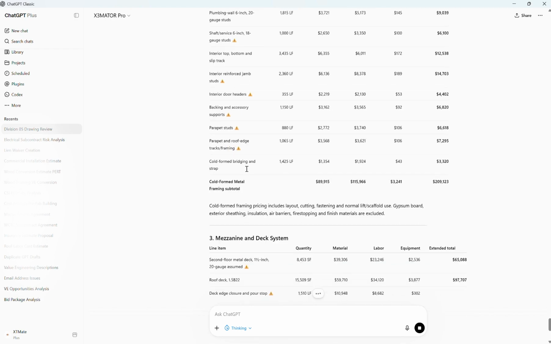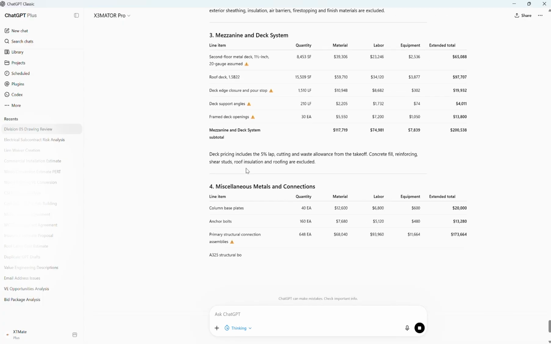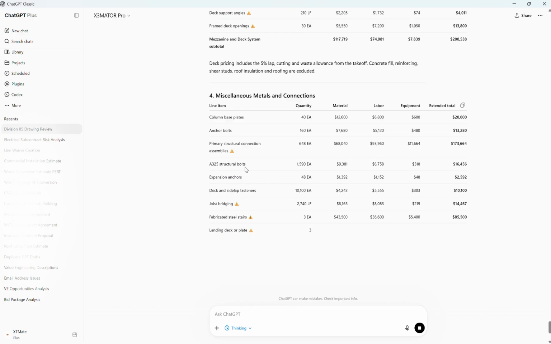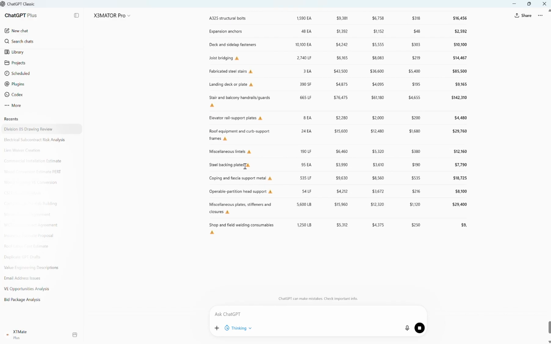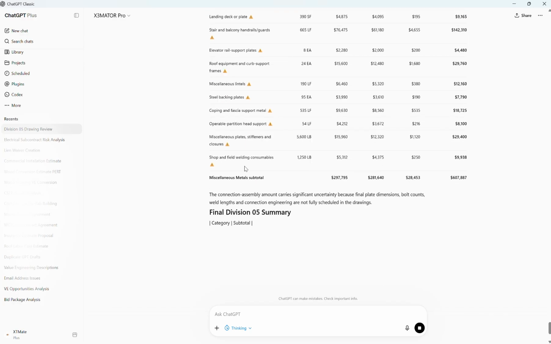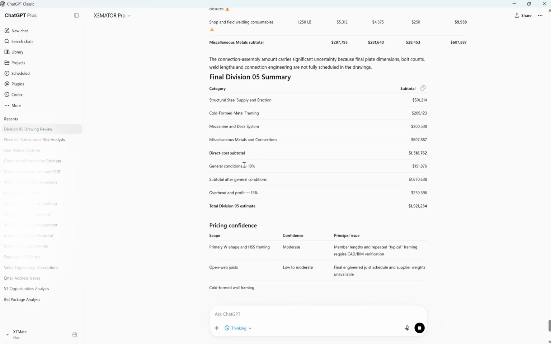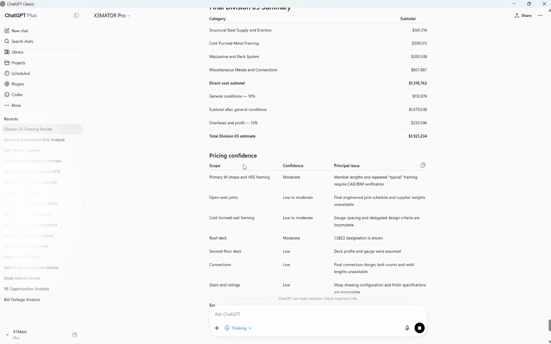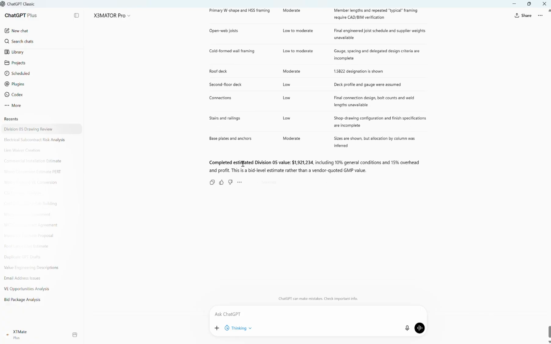And here's the other key instruction. Where the drawings are incomplete or unclear, apply industry standard assumptions based on the project type and note each assumption clearly. Still no pricing, quantities only. Pricing a bad quantity just gives you a confident wrong number. So the quantities have to stand on their own first.